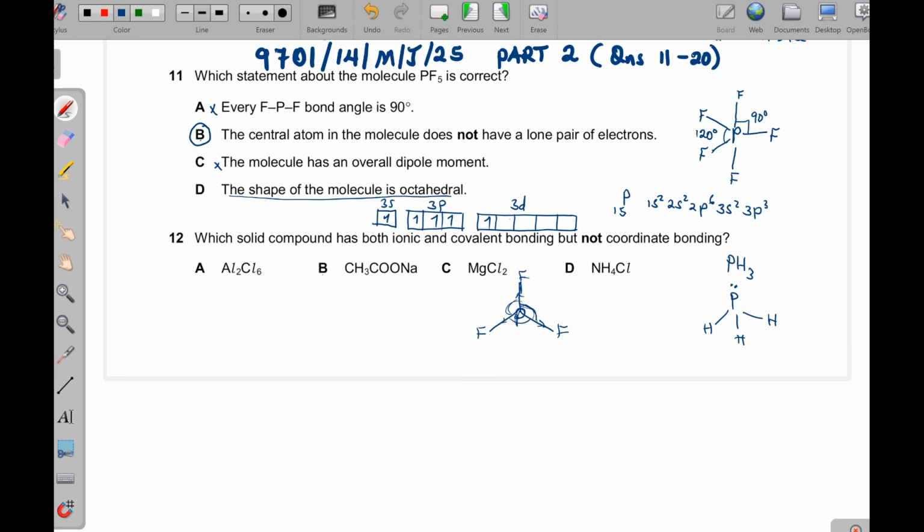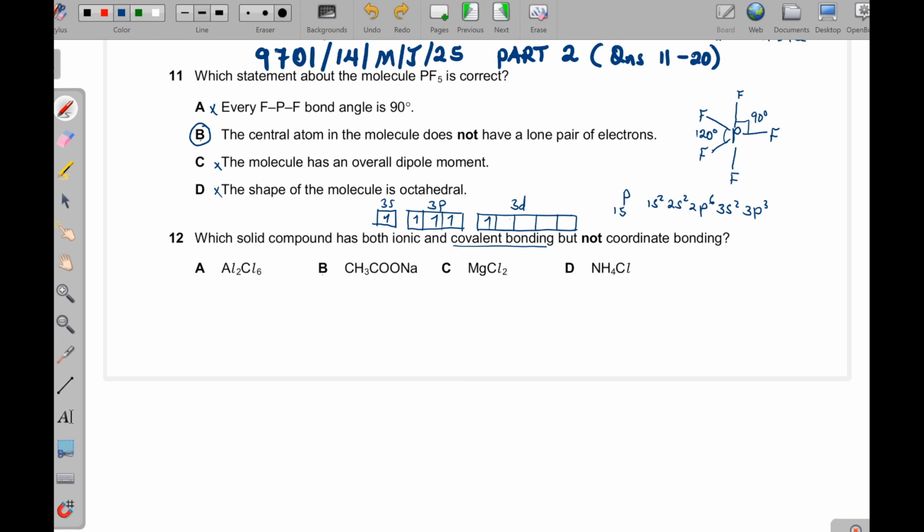The shape of the molecule is octahedral, but this is wrong. For octahedral, you must have 6 bonds. So you have this, this, this, and that on a square, then you will have one here and one here. That is not the case for this molecule. So our answer is D. Question 12. Which solid compound has both ionic and covalent bonding but not coordinate bonding?